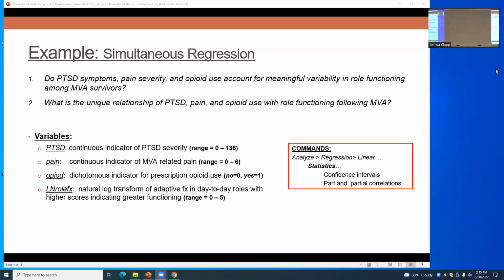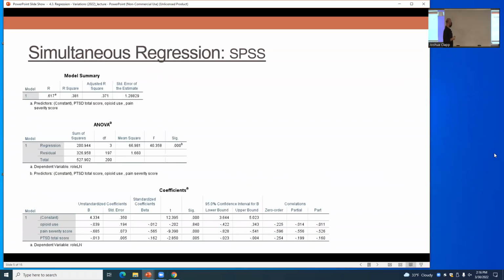We're going to keep with this just because hopefully at this point you're in a good spot in terms of thinking about where we're at, or the relations between these different variables. On our simultaneous regression, remember we're just putting all of these variables in together, and we're looking at the unique relation of each variable with the outcome. Okay.